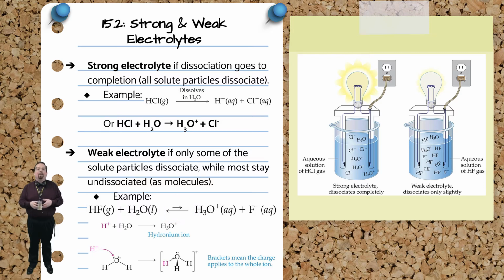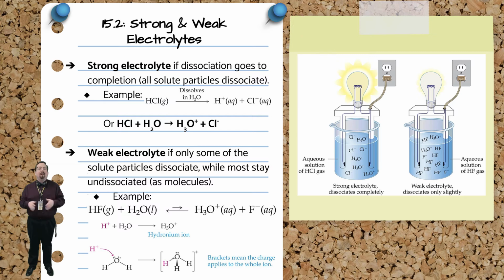So why is this important? Great question. When we dissolve a strong electrolyte such as HCl in water, it completely turns into ions. The more ions we have in our solution, the more electrical current can be carried through the solution. Therefore, our conductivity meter here will shine brighter with more ions in the solution.